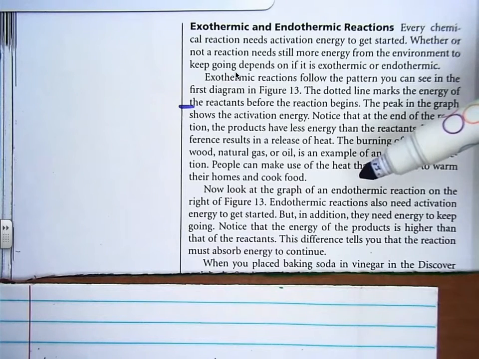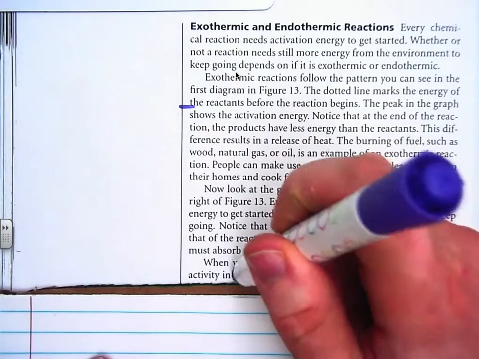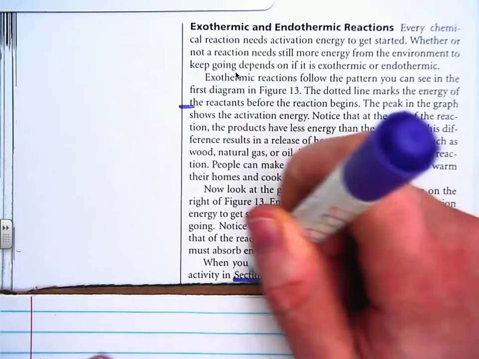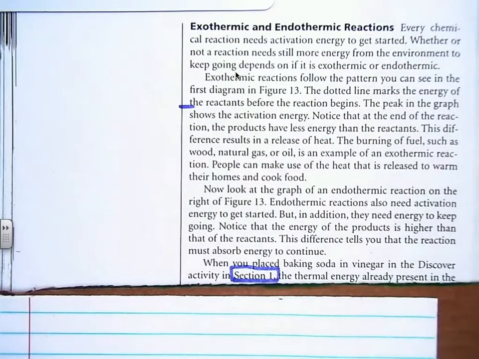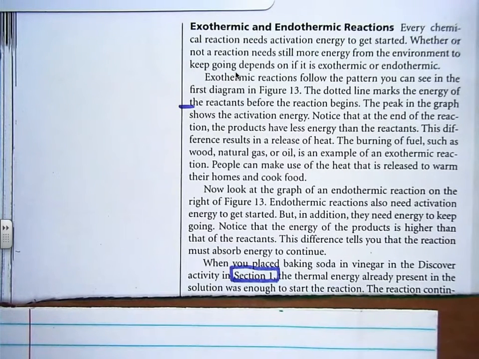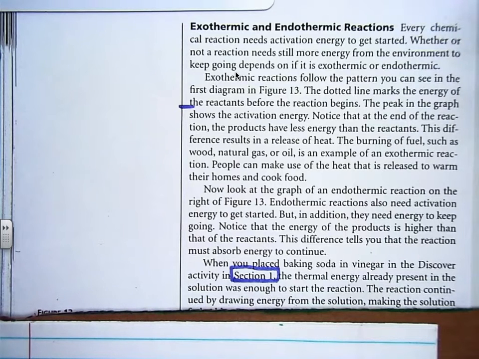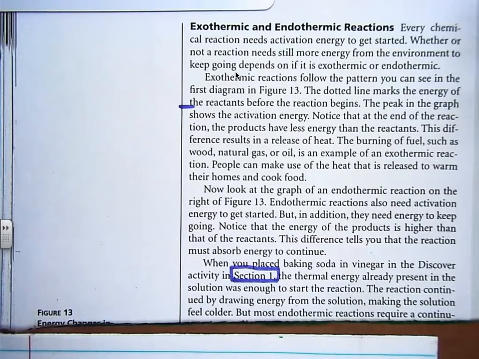When you place baking soda in vinegar in the discovery activity in section 1, we didn't do that, but if you want to do that at home, just ask your mom for some baking soda and vinegar, they probably got it, and try it out. The thermal energy already present in the solution was enough to start the reaction. The reaction continued by drawing energy from the solution, making the solution feel colder.